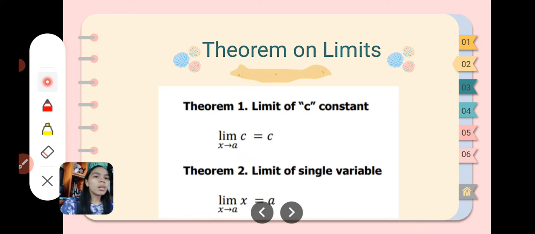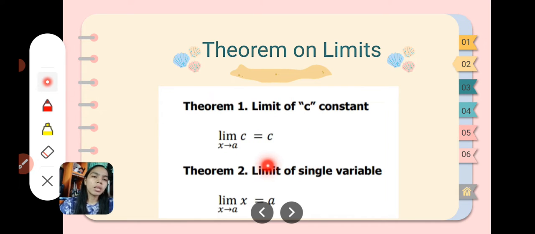So the limit has theorems. It has 9 theorems. The first one is the limit of c, or a constant. So the limit of c as x approaches a is equal to c. So c is for a constant. If it is a constant, the answer will also be a constant.